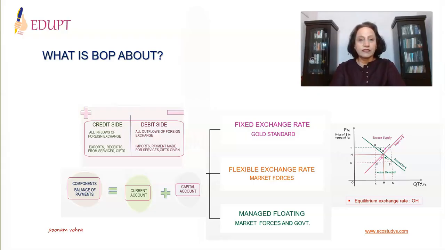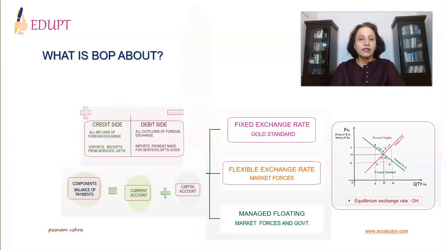Then one needs to understand the three exchange rate regimes: the fixed exchange rate system, which is also called the gold standard system; the flexible exchange rate system, where the exchange rate is determined by the market forces of demand for and supply of currency; and the managed floating exchange rate system, where though the exchange rate is decided by the market forces, the government also intervenes in case of extreme fluctuations in the exchange rate.